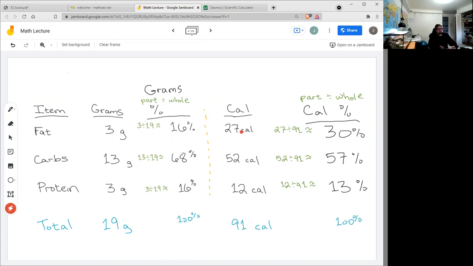Similarly with calories, the total is 91. So I take each of these and divide it by 91. And again, I get a decimal amount. I use Riplop, and then we have our percentages there as requested.